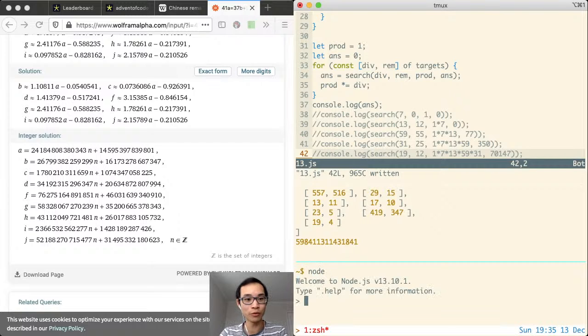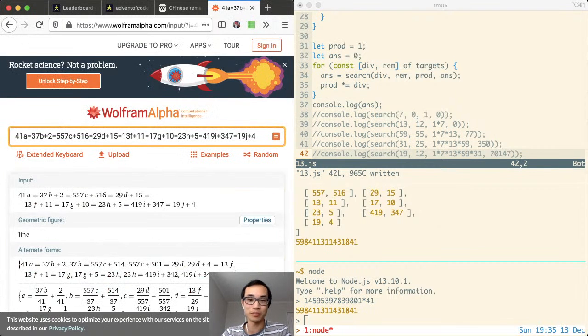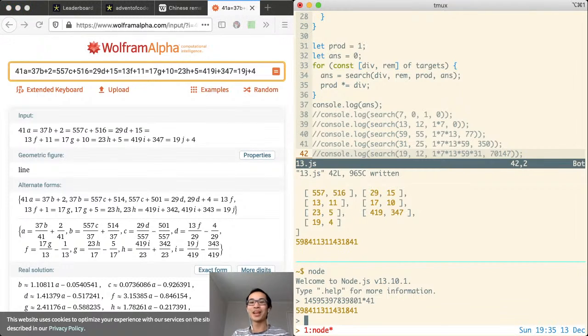So we just check 1459539783980 times 41 should be the same number, and it is. Ah, right, yeah, if you use t, it'll just give you the answer. True. Makes sense.